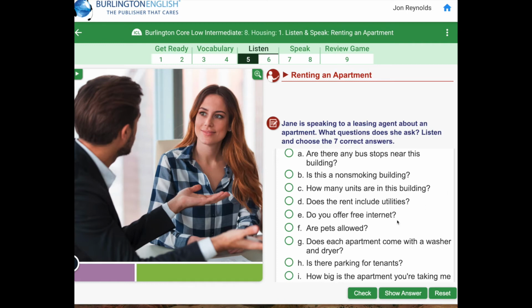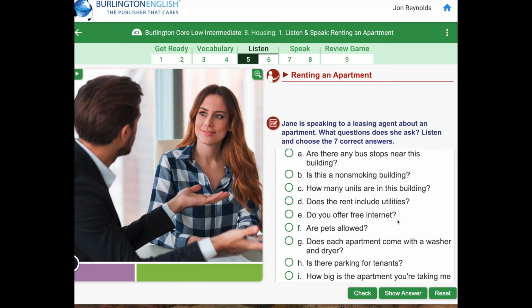And do you offer free internet? Internet and cable TV are included. Great. What about pets? Are pets allowed? I'm asking because I'm allergic to dogs. No, tenants can't have pets. It's against the rules. Good.